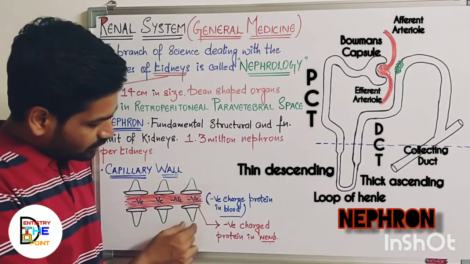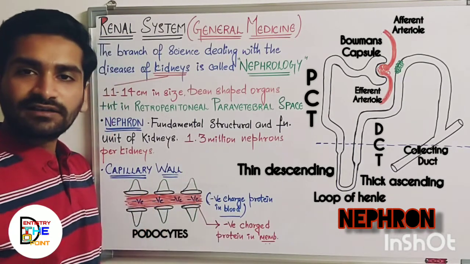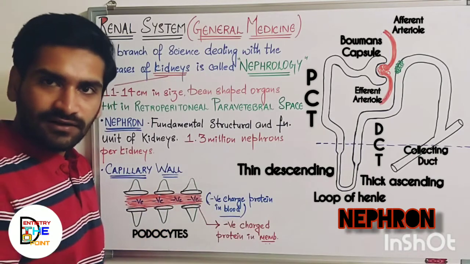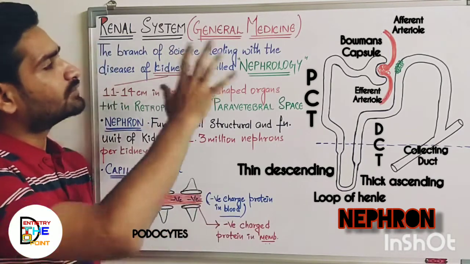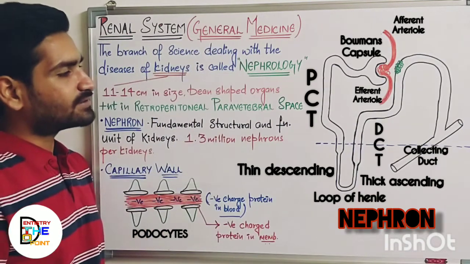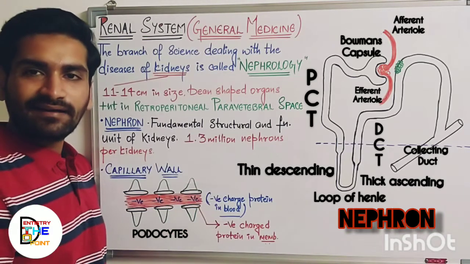Other than this, we also have podocytes which also help in the filtration of blood and moving the constituents further for formation of urine. So this was all about the structure and general introduction of the renal system. Next we'll move on to our first disease, that is nephritic syndrome.